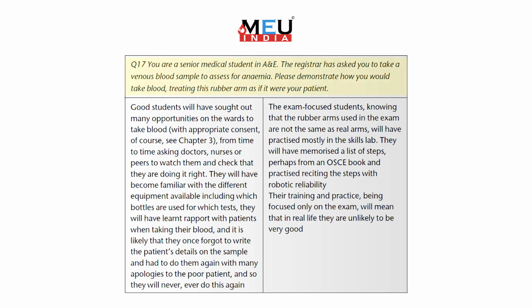Q17, you are a senior medical student in NT. The registrar has asked you to take a venous blood sample to assess for anemia. Please demonstrate how you would take blood, treating this rubber arm as if it were your patient.